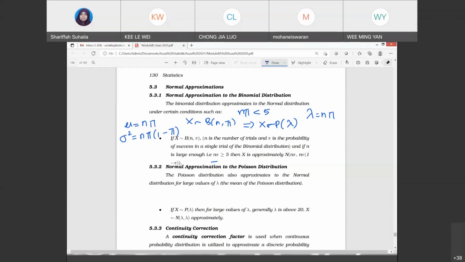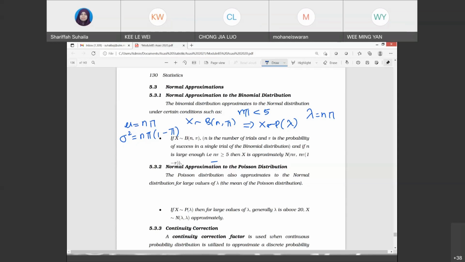Discrete change to discrete. X from a discrete distribution changes to a discrete distribution, where we have to use Poisson distribution. But again, if you want to change from binomial, when you check your n pi is greater than or equal to 5, you want to change to normal distribution. So normal distribution is a continuous distribution. So when we have a continuous distribution, we need to apply a continuity correction factor. It's the same thing for Poisson distribution.